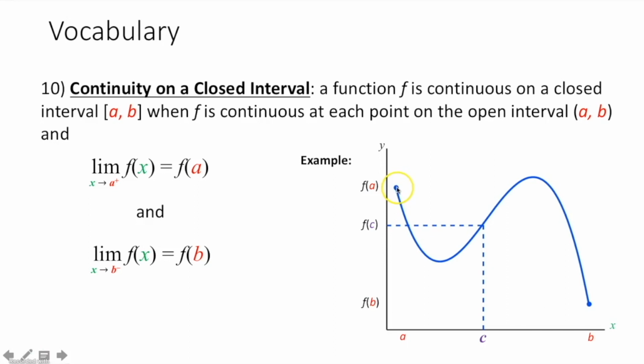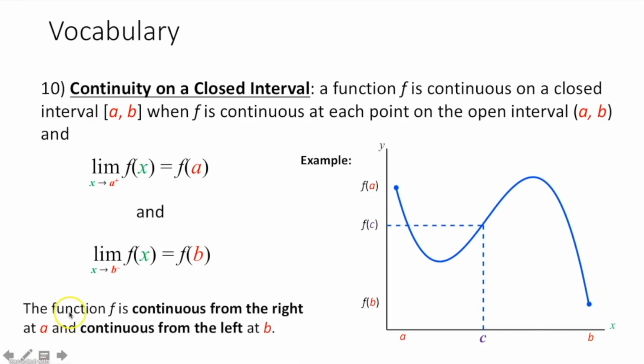So you have a point on the graph of the function f of x at x equals a, and also, as we're approaching b from the left, the limit as x approaches b from the left of f of x equals f of b. You have a point at x equals b on the graph of f of x. And that's what we just said. The function f is continuous from the right at x equals a and continuous from the left at b.